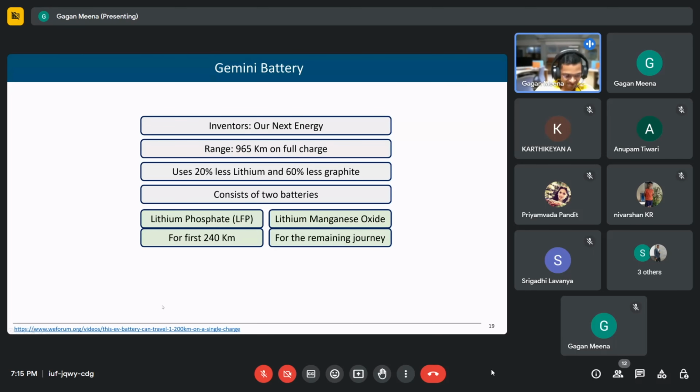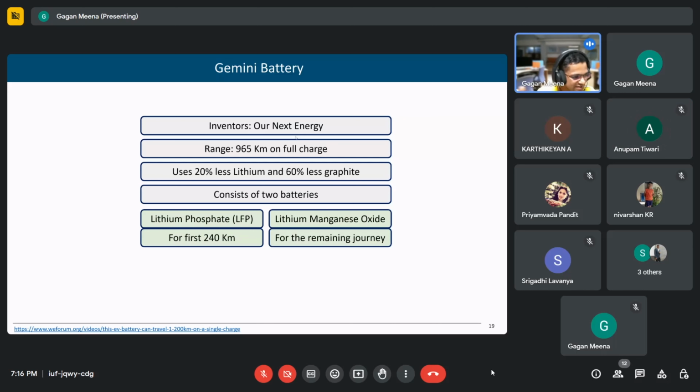There is this battery called the Gemini battery. They have given it a name. Its inventor is Our Next Energy. They have placed this battery in a car. Right now, what's the maximum range you can have for a car? Any idea, any guess? I think 300 kilometers.